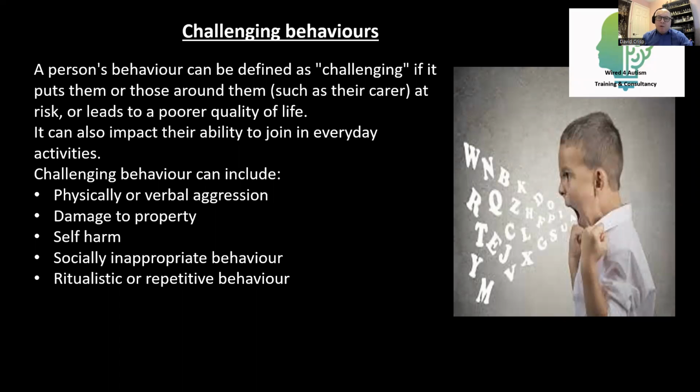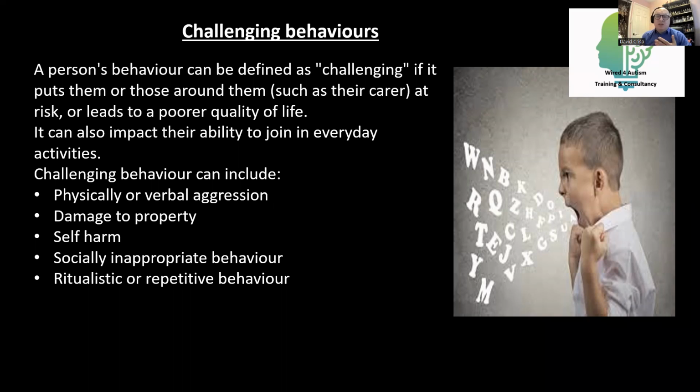Now, before moving on, I am not a psychologist, but what I do know is that all behaviour is communication. So whenever your child or an adult that's autistic is presenting challenging behaviours, the first thing to ask yourself is, what are they trying to tell you? What are they communicating? Why are they doing this? There's always a reason. There's always a trigger. Sometimes it may take a little digging.